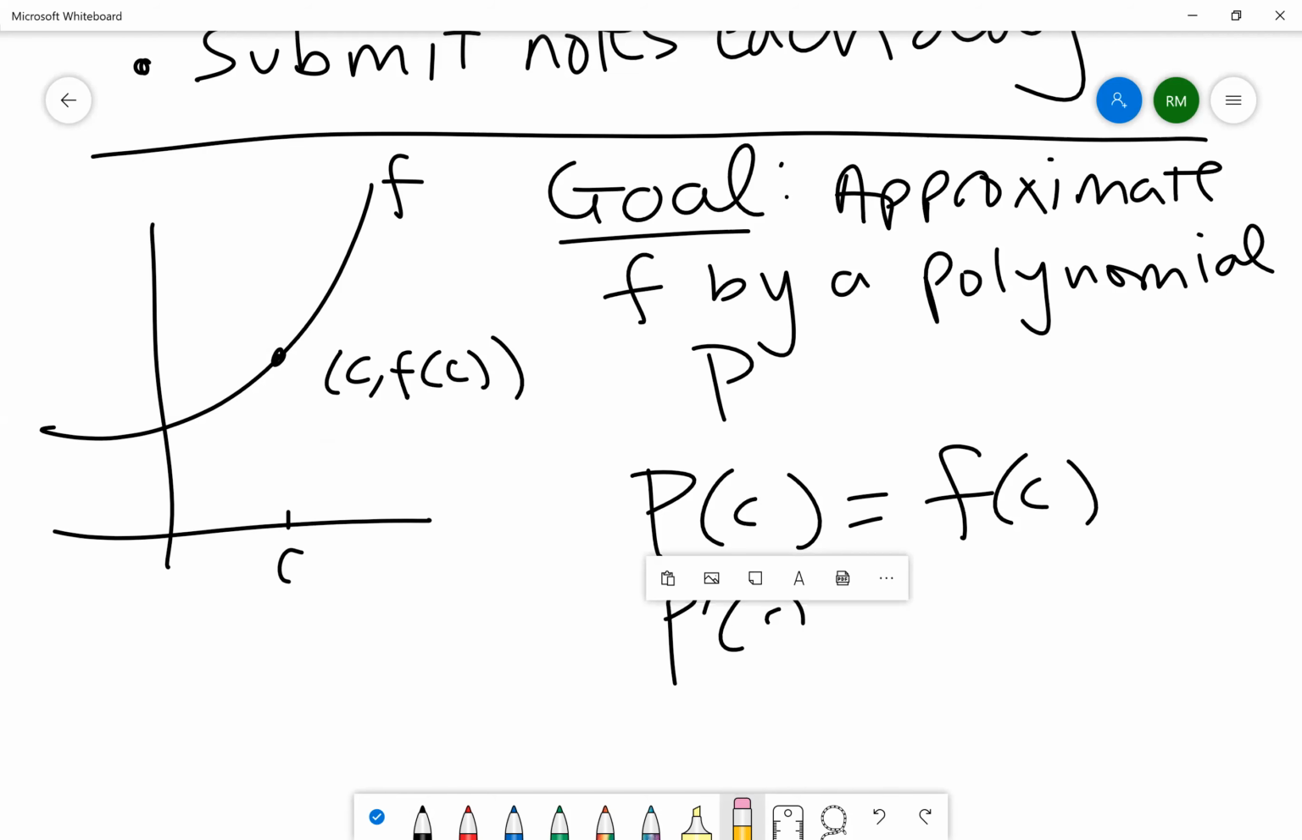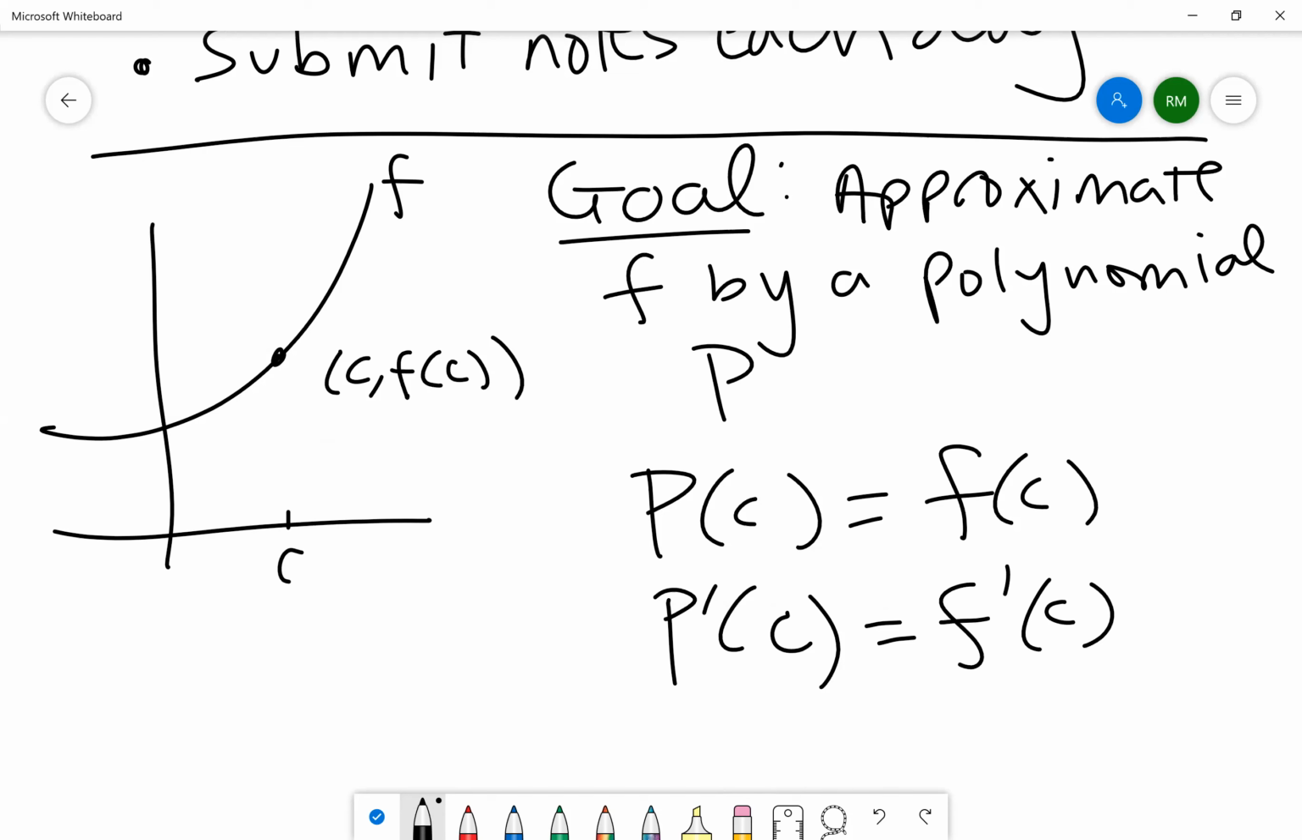Let's say we want the value of p prime of c to equal the derivative of f. What polynomial does this? It's equal to the same y value there as f and equal to the same slope. Well, you probably know what this is. This is the tangent line. So the tangent line is the first degree approximation of a function. I'm going to follow the book in this series so that you will have a reference. It's good to hear it two different ways. So let's begin.